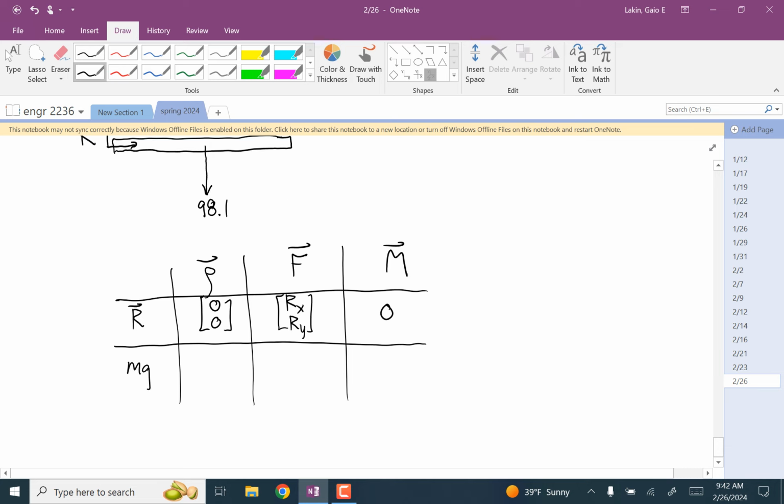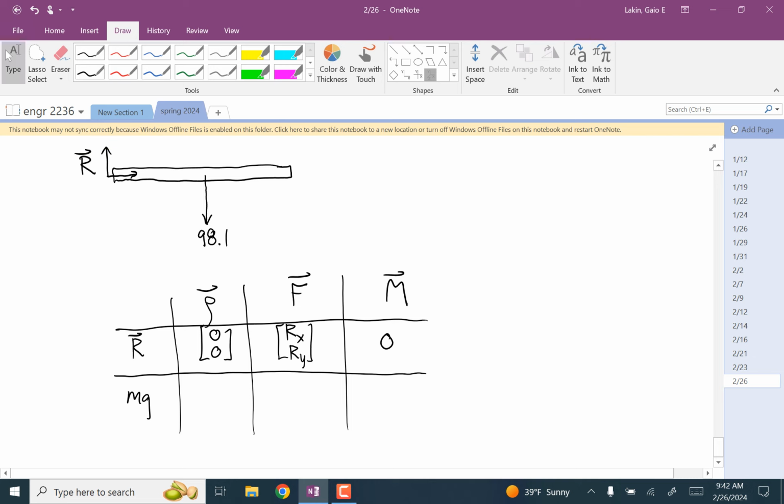And then the next one is the weight force. What's the vector from the about point to where that weight force is applied? 1, 0. The force vector is 0, negative 98.1. The cross product then is this times this minus this times this. So we got negative 98.1. It's a clockwise moment.